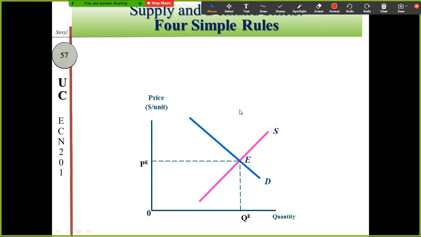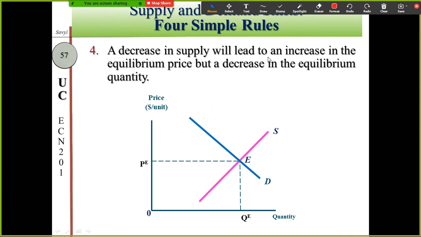Again, this is the original equilibrium with P equilibrium and Q equilibrium. Fourth: a decrease in supply will lead to an increase in the equilibrium price, but a decrease in the equilibrium quantity. If supply decreases, what happens to the supply curve? It will move to the left hand side, so we get a new supply curve. The new supply curve intersects with demand and we get a new equilibrium. Compared with the old equilibrium, the new one has a higher, more expensive price, an increase in equilibrium price, but a lower quantity supplied.